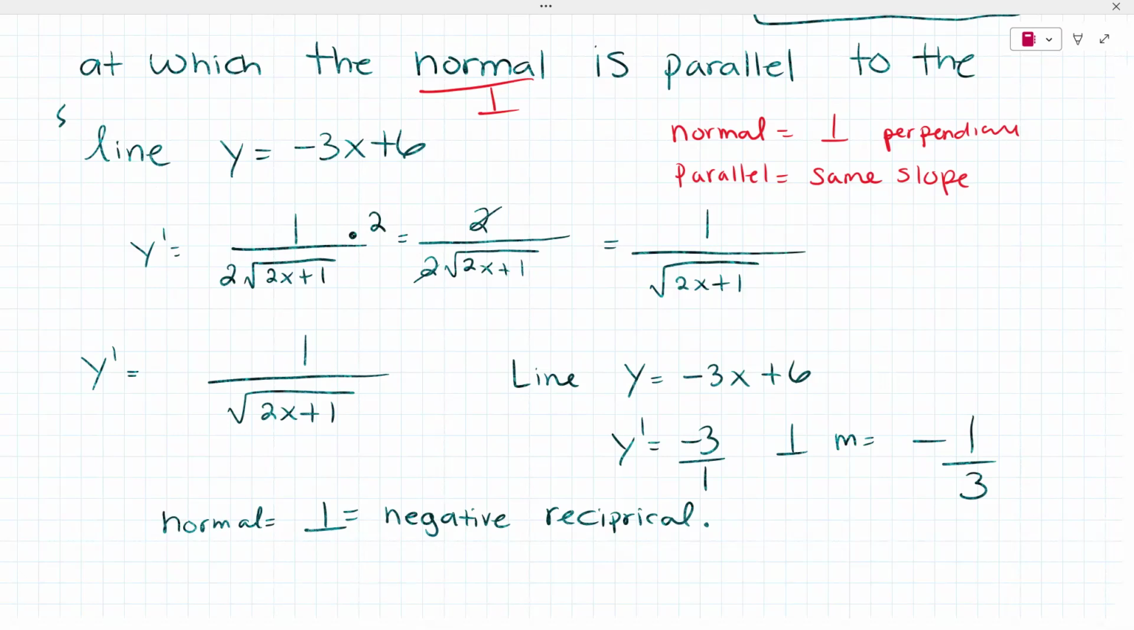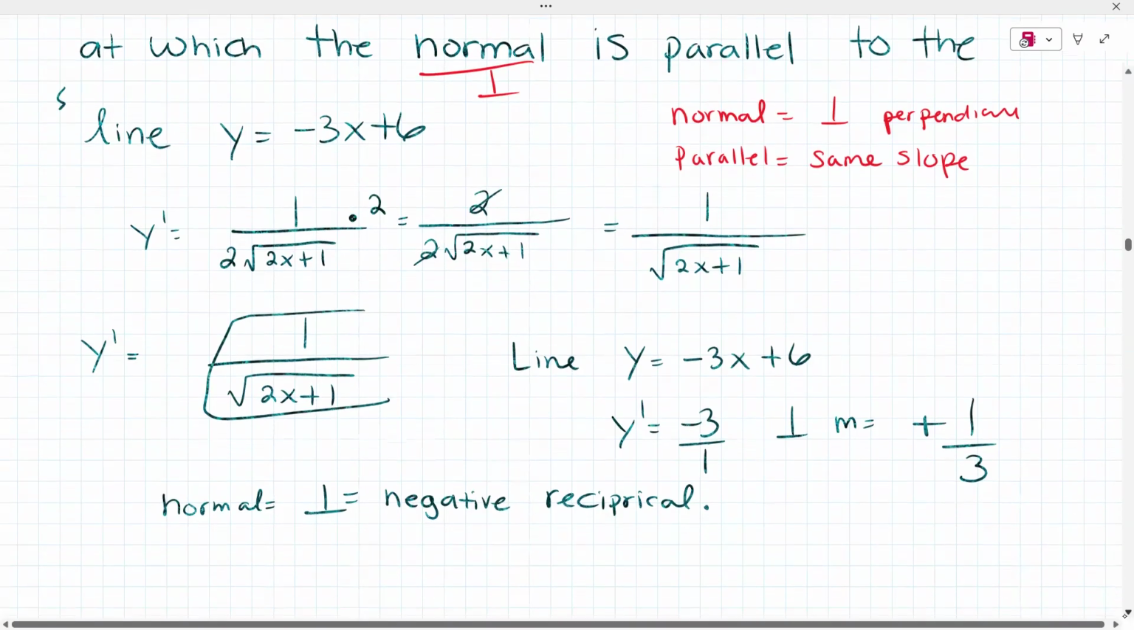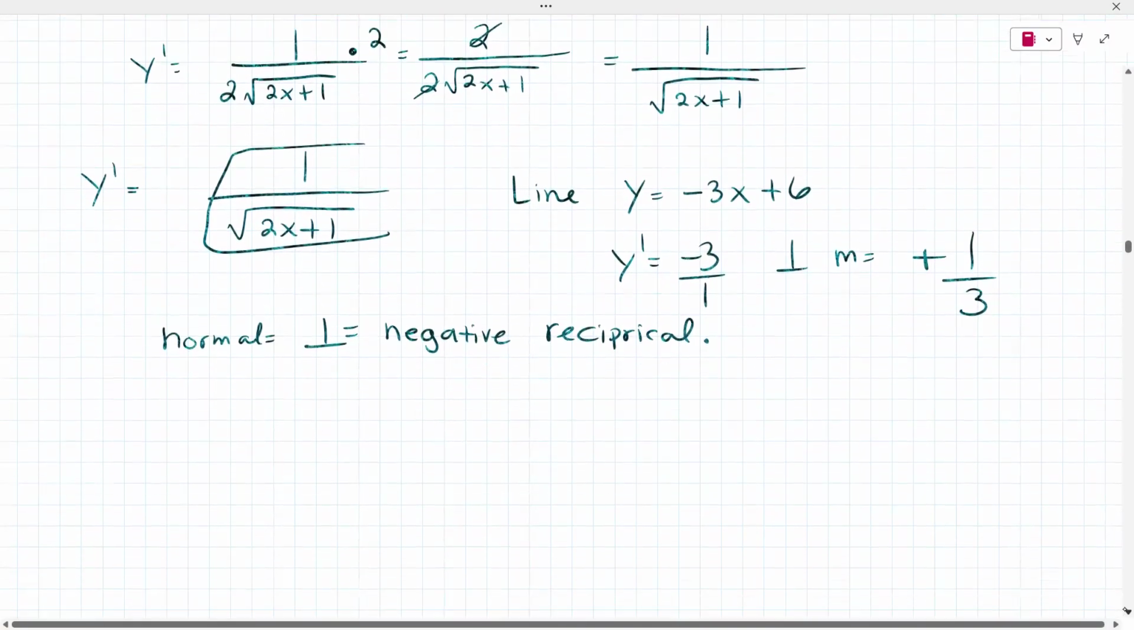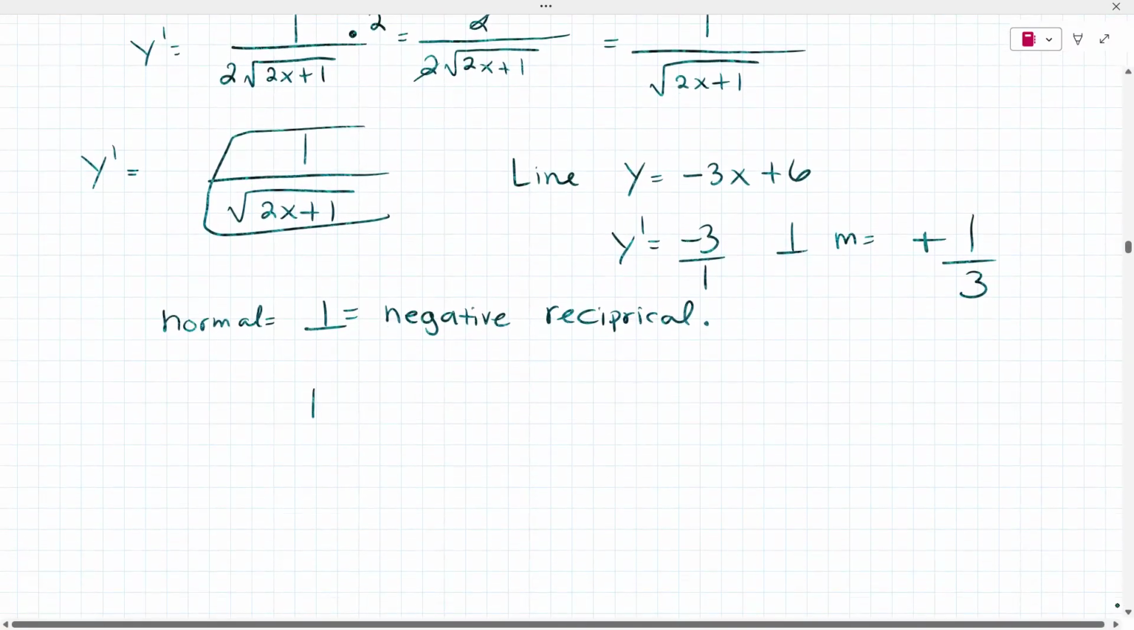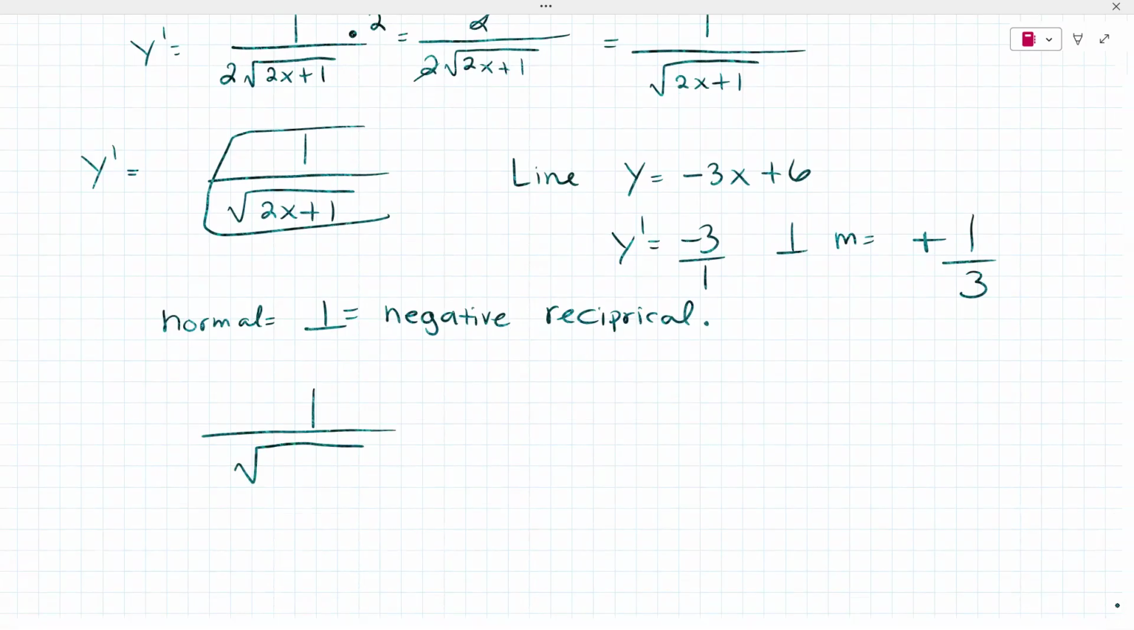So now what we're going to do is set this. Whoops, this should be positive, right? It's the negative reciprocal, so it should be positive 1/3. We're going to set 1/3 equal to this derivative, and then go ahead and solve for x.